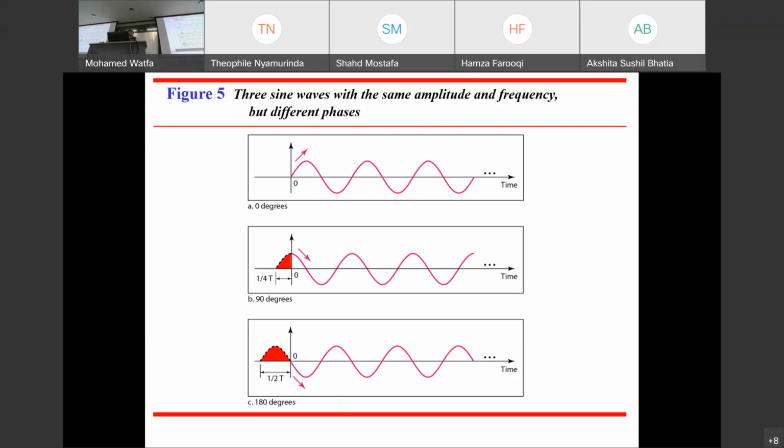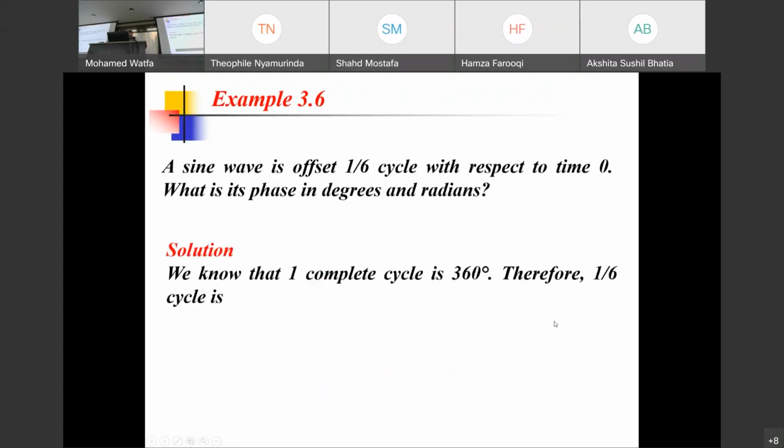So let's move on. Are we good? So phase shift, frequency and amplitude. 180 degrees, 100%. Okay, so a sine wave is offset 1/6 of a cycle. Again, I like the picture there, but now it's 1/6, not 1/4. With respect to time zero, what is the phase in degrees and radians? Again, I think we know it better, right?